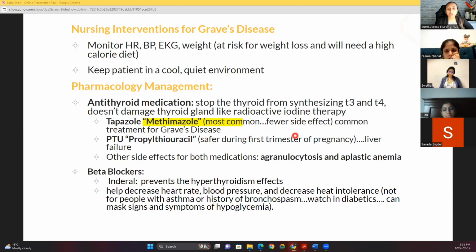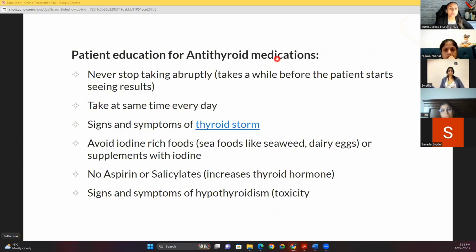And PTU is very safe during the first trimester. And again, these kinds of medications cause agranulocytosis and aplastic anemia, because they will decrease the immunity and the cells of your body. Beta blockers, of course, you are going to give to the patient. Goiter, thyroid storm, Grave's disease and hyper, all of them, give the beta blockers. And for all the antithyroid patients, we have done the same. Never stop taking it abruptly. Take at the same time. Signs and symptoms of thyroid. Avoid iodine-rich foods, no aspirin, and look for the signs and symptoms of thyroid gland problems.